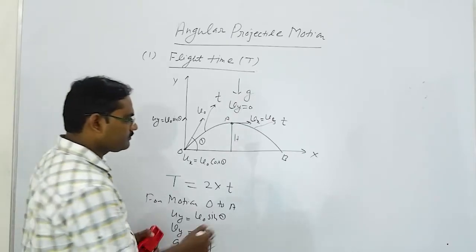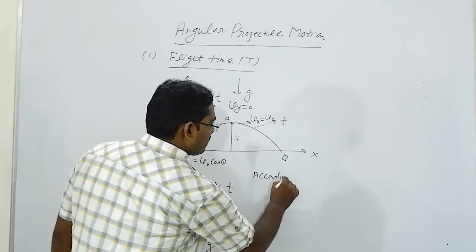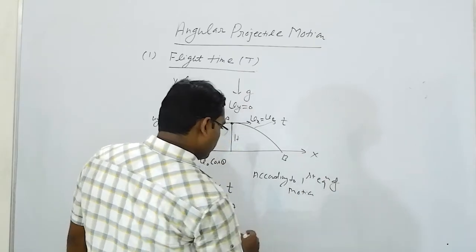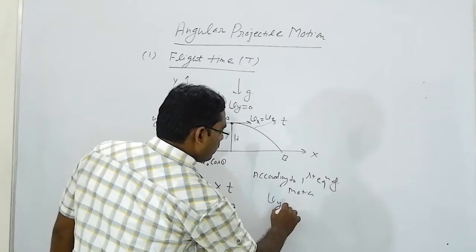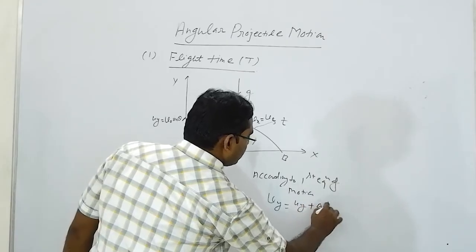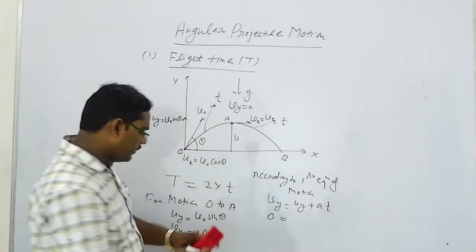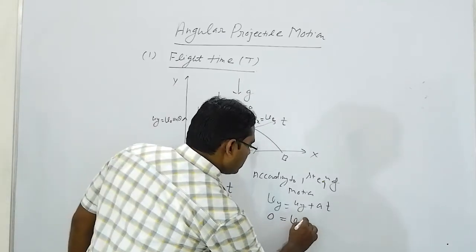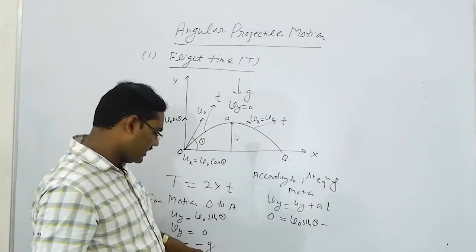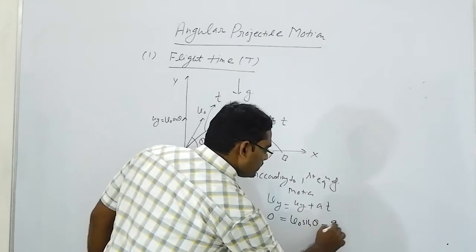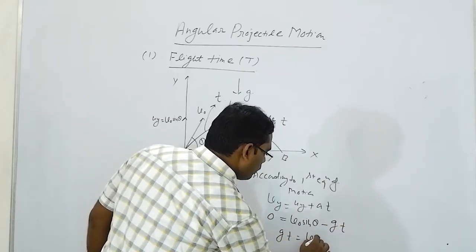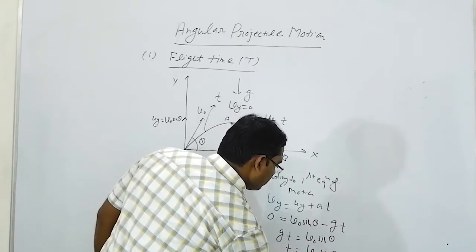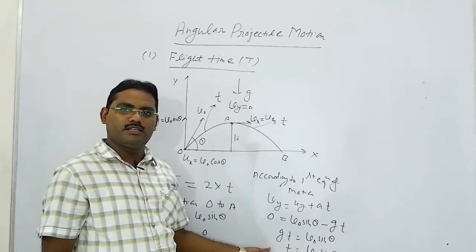This information we use in the first equation of motion. According to the first equation of motion, Vy is equal to uy plus at. What is the value of Vy? Vy is 0, uy is v naught sin theta, and the value of a is minus g. That means this becomes gt. So gt is equal to v naught sin theta. That means t is equal to v naught sin theta divided by g. This is the time of ascent.